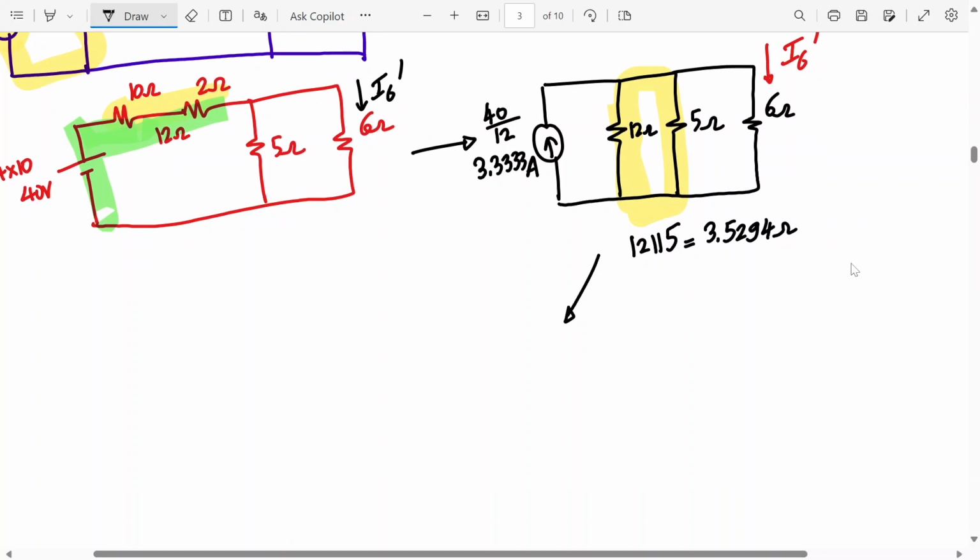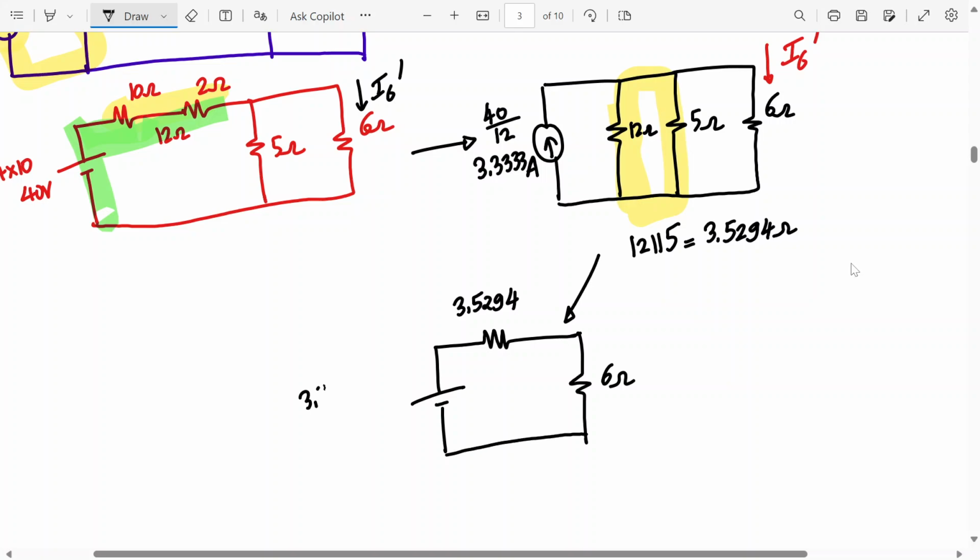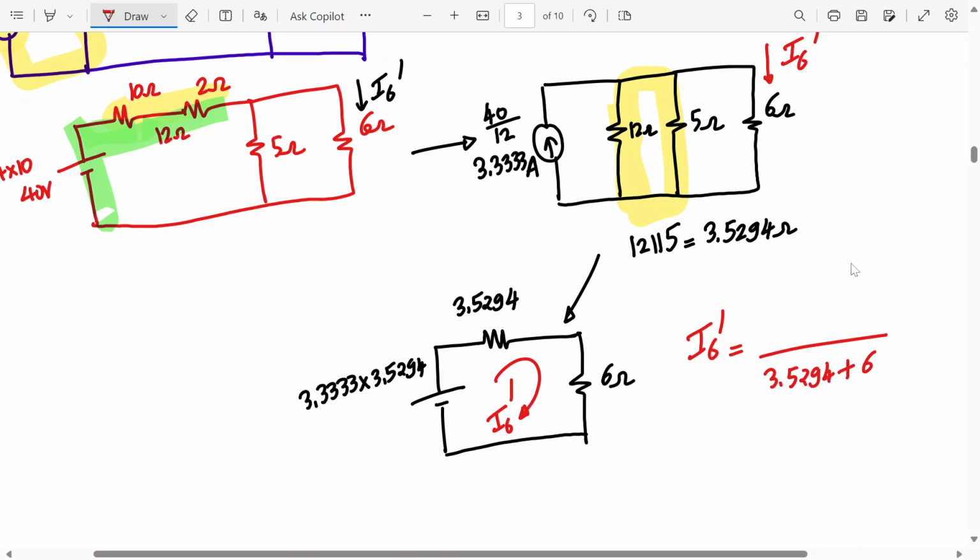Now convert this parallel current source and parallel resistance into a voltage source, finally with a series resistance. This is 6 ohm. Now tell me what will be this voltage? 3.333 into 3.5294. How much is this? Can you tell me the voltage source value? How much is the voltage source value over here? 3.33 into 3.5294. 11.7.